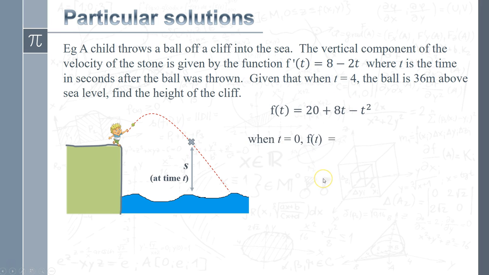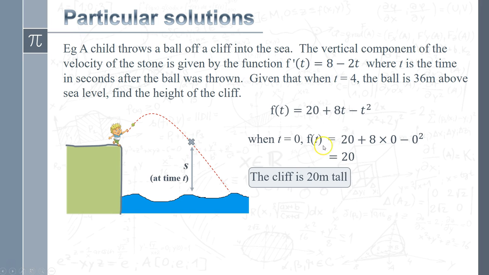So all we've got to do is say, well, when t equals 0, our function becomes 20 plus 8 times 0 minus 0 squared. So you can see clearly that the height of the cliff is 20 meters tall. So in this particular function, our constant, this 20, is just given by the height of the cliff.